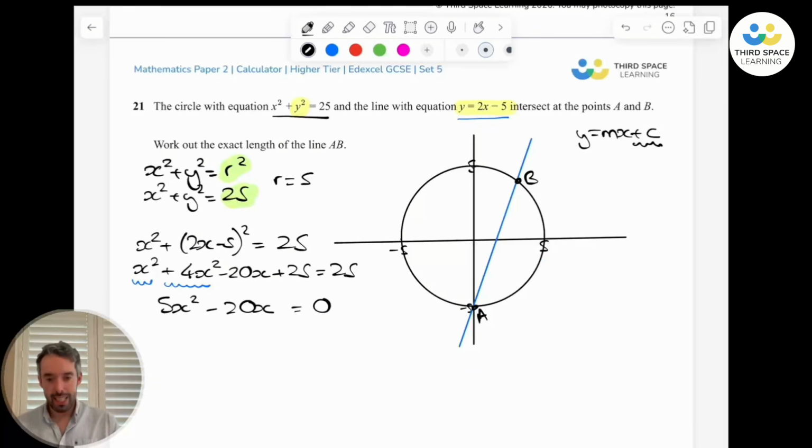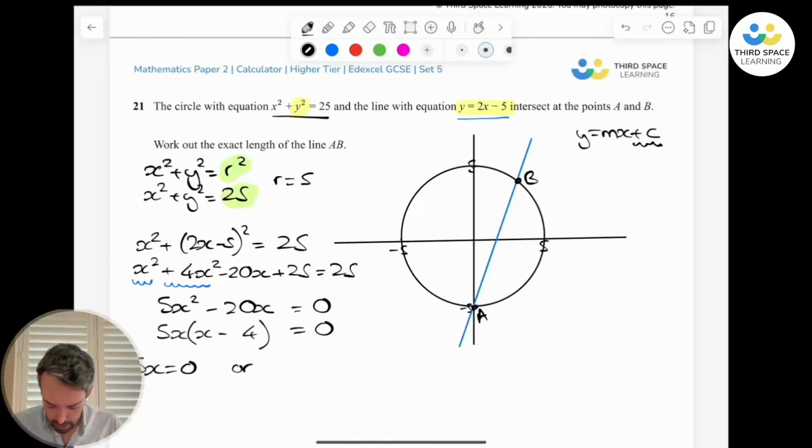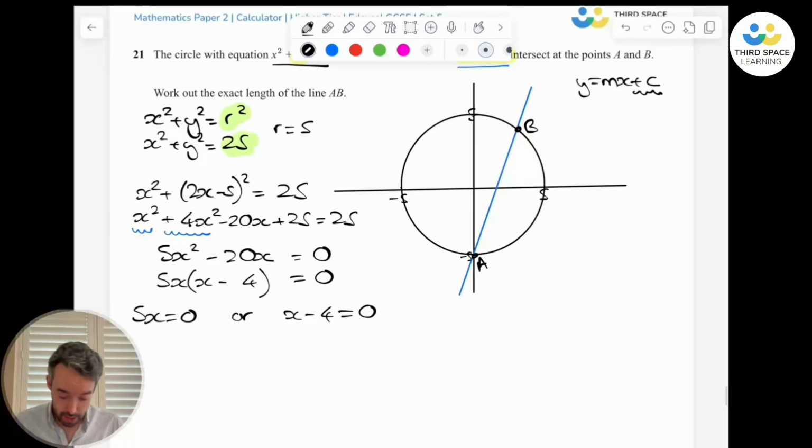Great. Now to solve this, let's factorize it. So what do I have in common on both? I've got a common factor of 5x in both of those terms. So 5x outside, inside we're going to have x minus 4 equals 0. So this means that either 5x equals 0 or x minus 4 equals 0. So if 5x is 0, then x is just 0. Or if x minus 4 is 0, then x is 4. Okay, this is good news. So that's one, and that's another one.